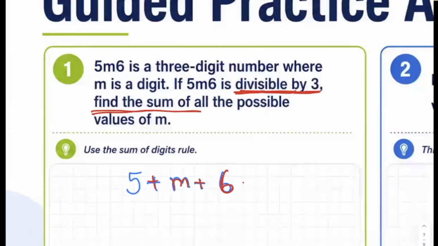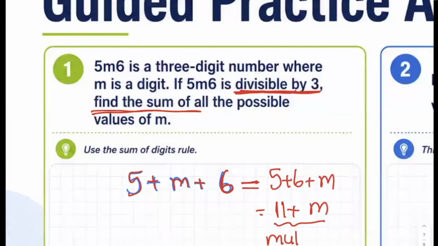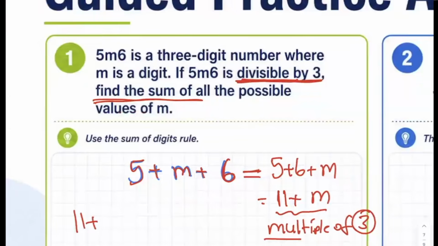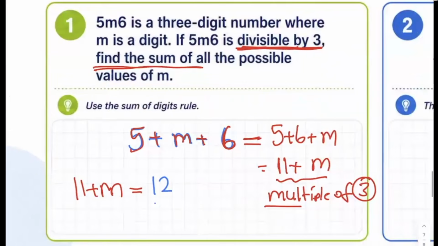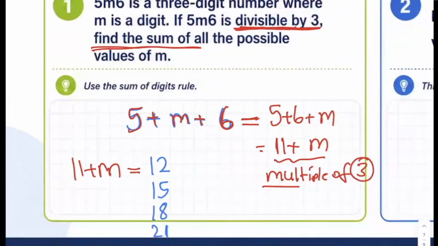The rule was to add the digits, and the sum has to be what? A multiple of 3. So then 11 plus m. How can you get the multiples of 3? This could be 12, right? This could be 15. This could be 18. This could be 21, right? Let's see. If it is 12, m is equal to what?